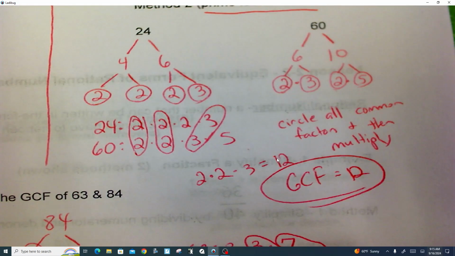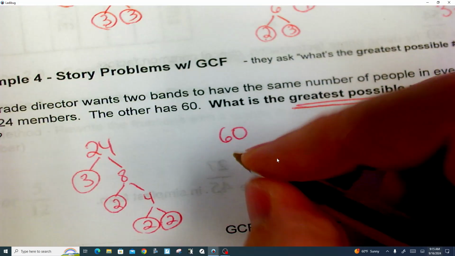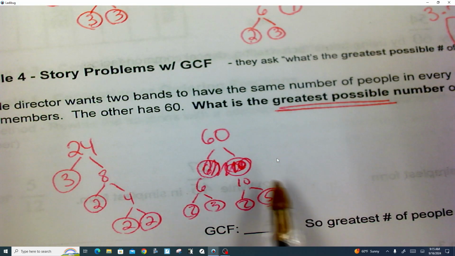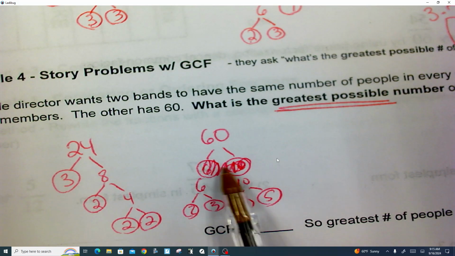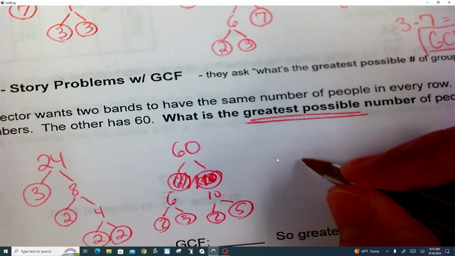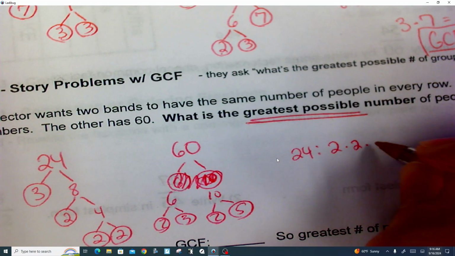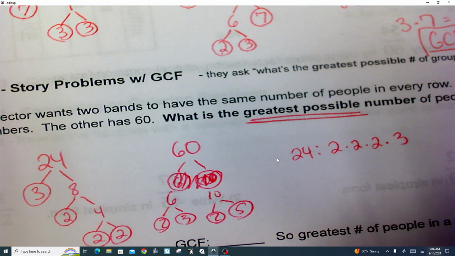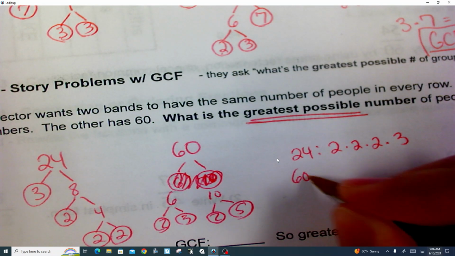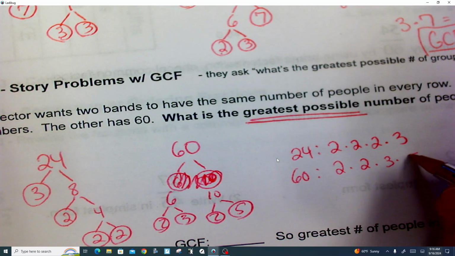Oh, wait, guys, didn't we just do the 60 also over here? Huh. So I mean, really, we've done all of this before. I made a mistake there. I circled my 6 and 10 that were not prime. And so now let's just go and stack all of our numbers, line them up right here. 24 are common, 2 times 2 times 2 times 3. Here's our 60. We got 2 2s, 1 3, and a 5.